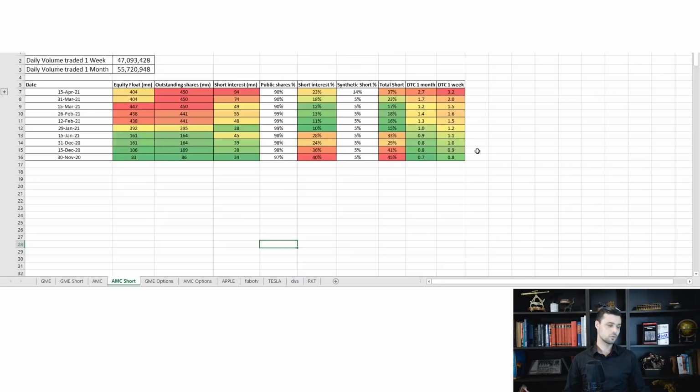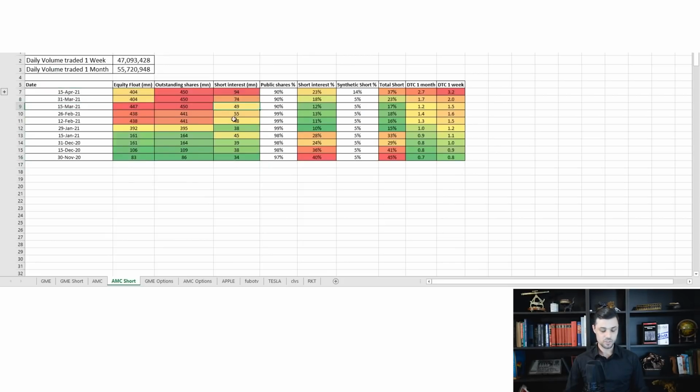We're going to check the short interest on AMC since I started my YouTube channel, so since November. And what we can see, guys, I take all the information here. You can see that the equity float moved from 80 million shares to 400. All right, so we know that there was a lot of share emission, but the short interest grew as well, especially in the last months, guys.